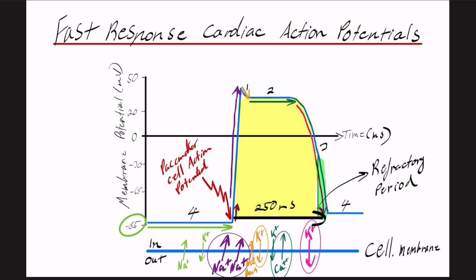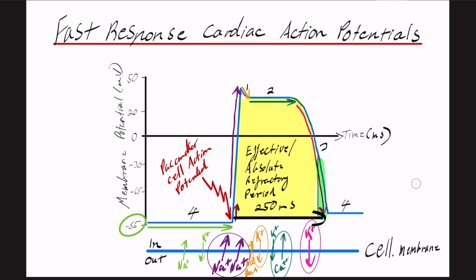So in yellow, there's the effective or absolute refractory period, where no matter what size stimulus comes through, or action potential from the pacemaker, the cell cannot be re-stimulated and won't activate. And this is due to those fast sodium channels all being deactivated and in an inactive phase, where they can't be reactivated at this point in time to depolarize the cell.